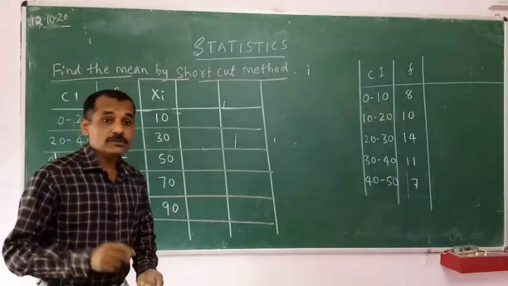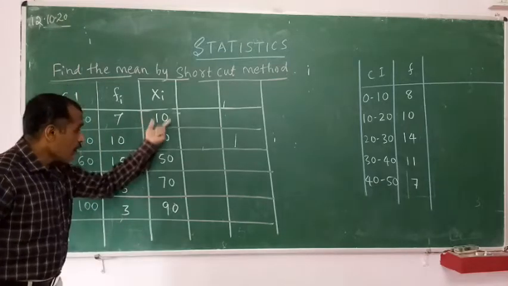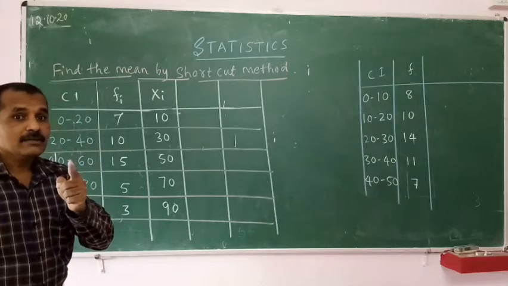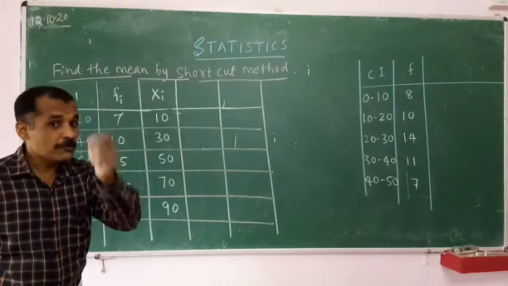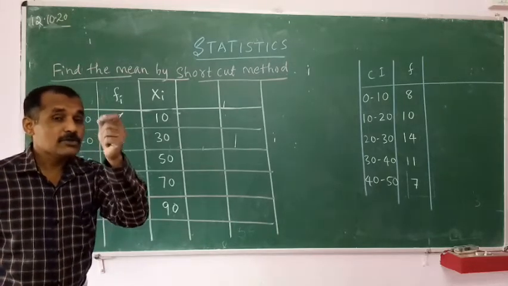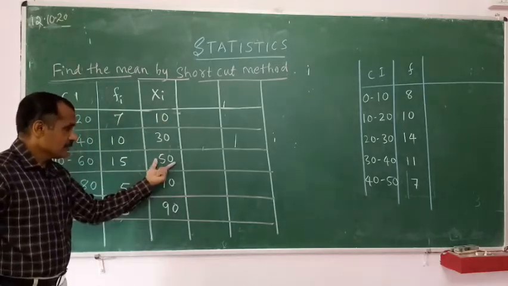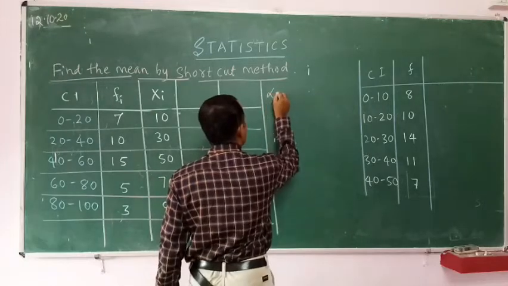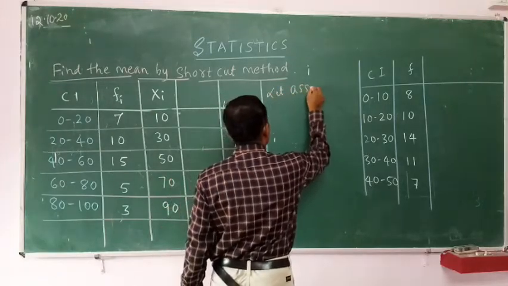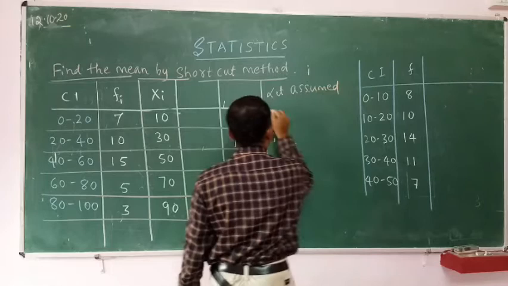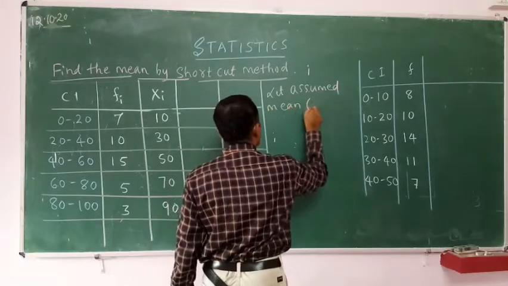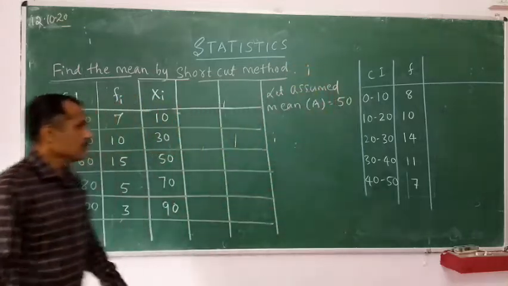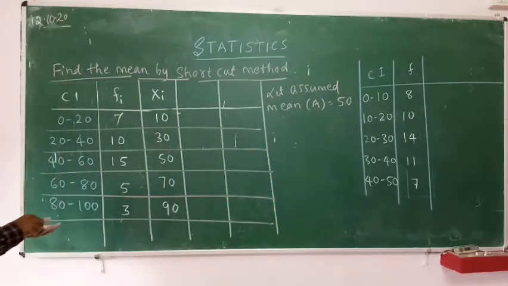I have to choose a value from this xi as an assumed mean, preferably the middle value. The middle value, I will take it as 50. Let assumed mean A is equals to 50. Come on.